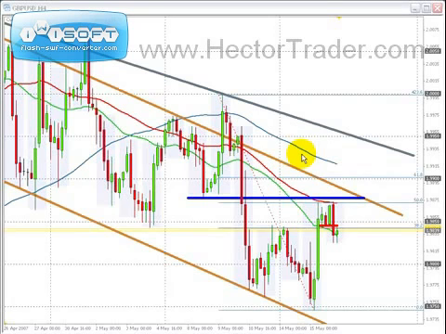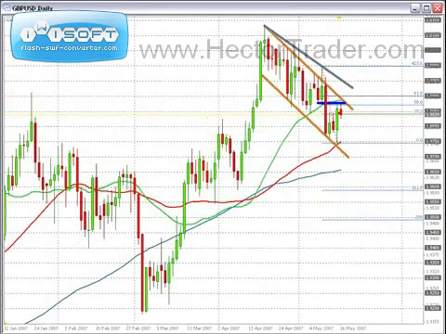I'm seeing some different technical analysis factors that I do like. However, this is not what I would consider a conservative trade. First of all, let's have a look at the daily chart.